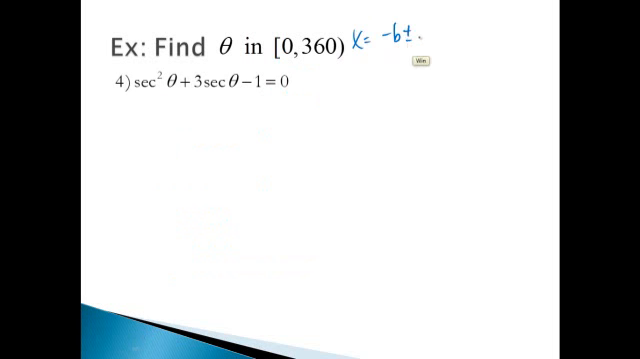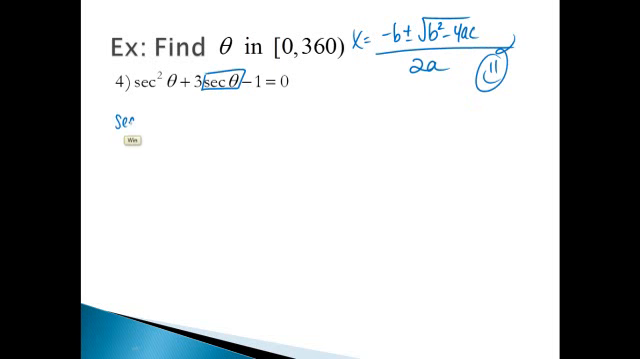Opposite b plus or minus square root of b squared minus 4ac all over 2a. You like that? Okay. So remember, our variable is secant x. So we'll have secant theta is equal to opposite 3 plus or minus square root of 9 minus 4 times 1 times c, which is negative 1, all over 2a, all over 2.